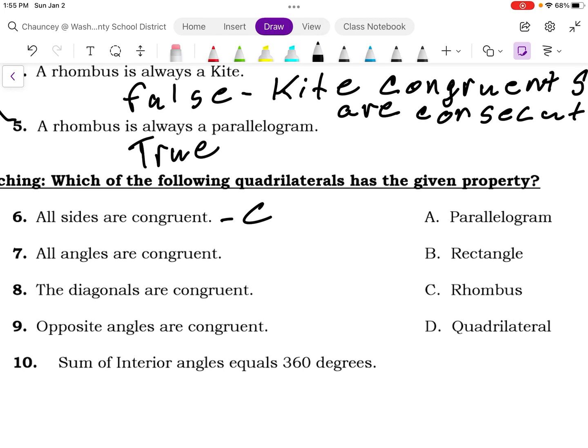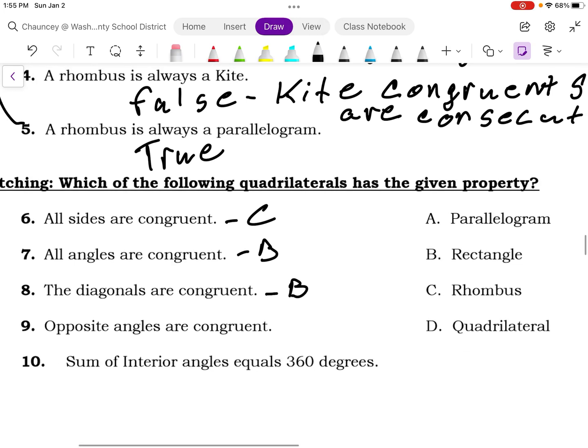What about all angles being congruent? What does that fit? Well, that's got to fit a rectangle because that's just properties of a rectangle. All angles are congruent. All angles are 90 degrees. What about the diagonal angles are congruent? Diagonal angles are congruent. Well, that would also be a rectangle.